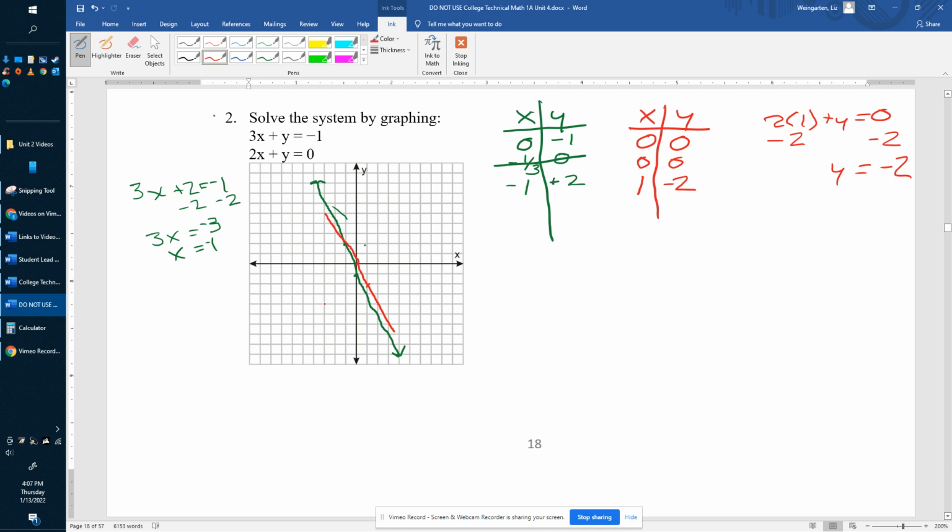All right, let's see how we did. It looks like, according to my horribly drawn graph, we might be crossing here at negative 1, 2. We already put that into our first equation, so let's try putting it into our second equation. So x is negative 1, y is 2, equals 0. Negative 2 plus 2 equals 0, and this is true. So that is indeed our solution.